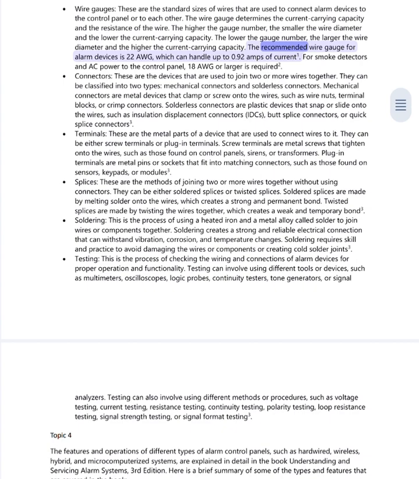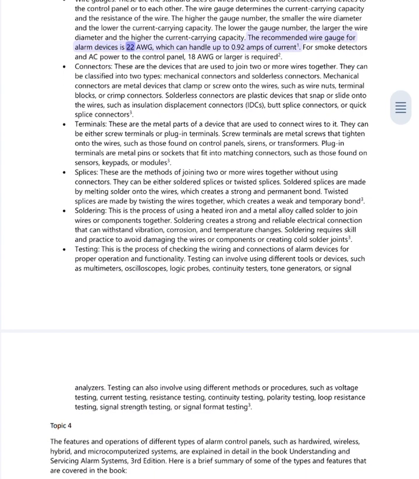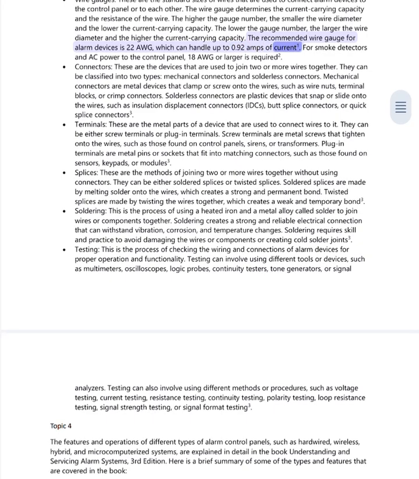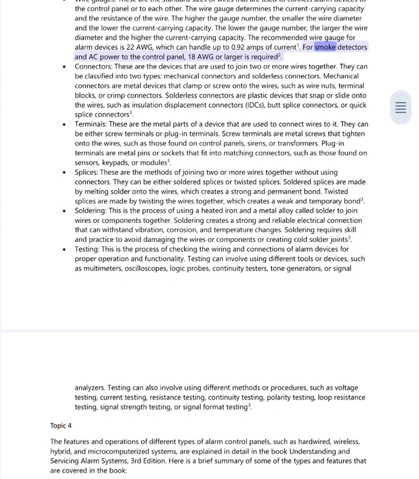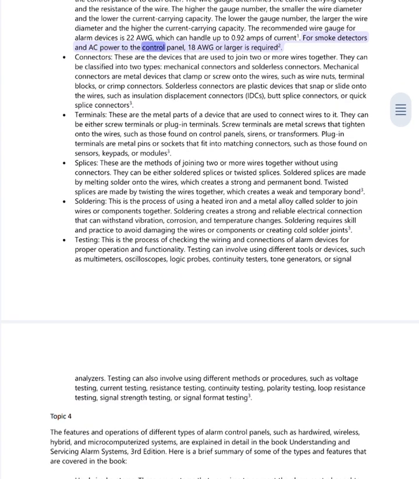The recommended wire gauge for alarm devices is 22 AWG, which can handle up to 0.92 amps of current tone. For smoke detectors and AC power to the control panel, 18 AWG or larger is required too.